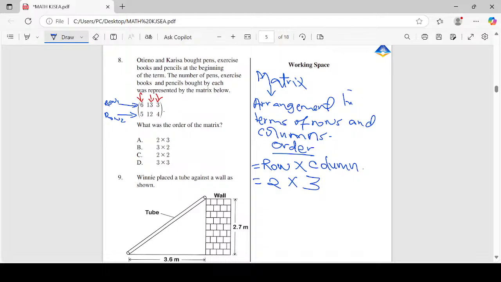So I go to my choices and look at it. I'll get choice A, a 2 by 3 matrix. That is the order of a matrix. Always state the row followed by column.